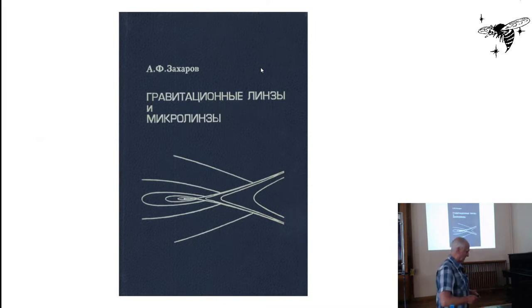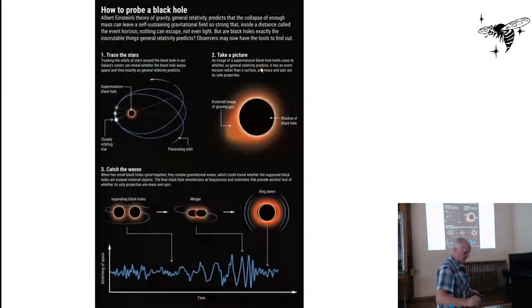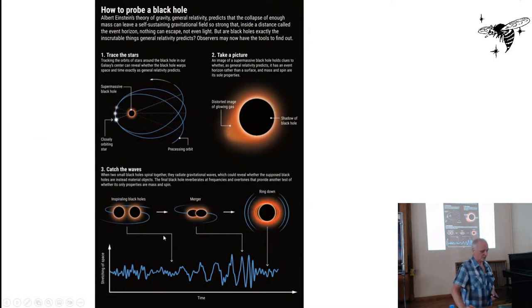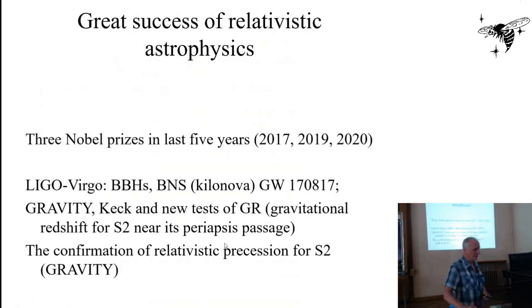Now, due to the activity of the James Webb Space Telescope, gravitational lensing studies are entering a new stage of investigation. There are different ways to discover black holes. We could monitor trajectories of bright stars, or we could investigate the shadow of black holes. Gravitational waves are also a way to discover binary black holes, as was discussed at these conferences. There is a great success of relativistic astrophysics: three Nobel Prizes in the last five years were given for investigations in gravity and astrophysics, for LIGO Virgo, GRAVITY, Keck 2020, and the discovery of relativistic precession.